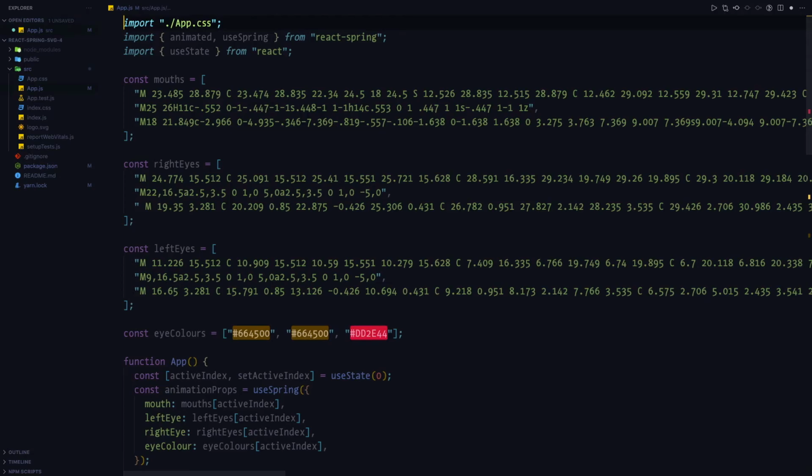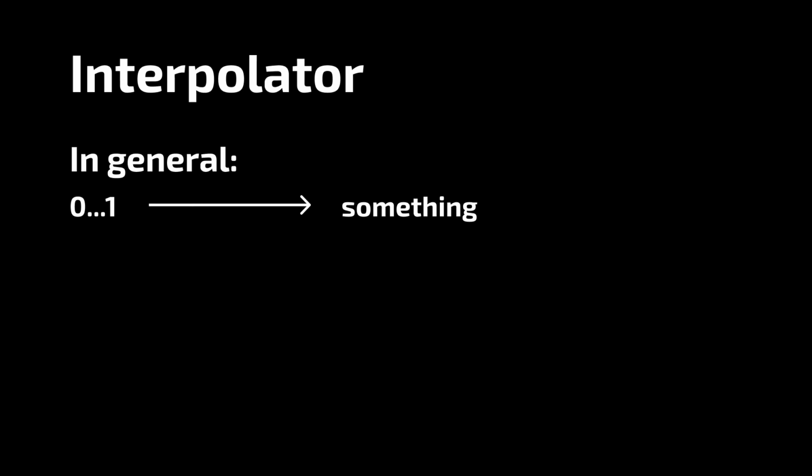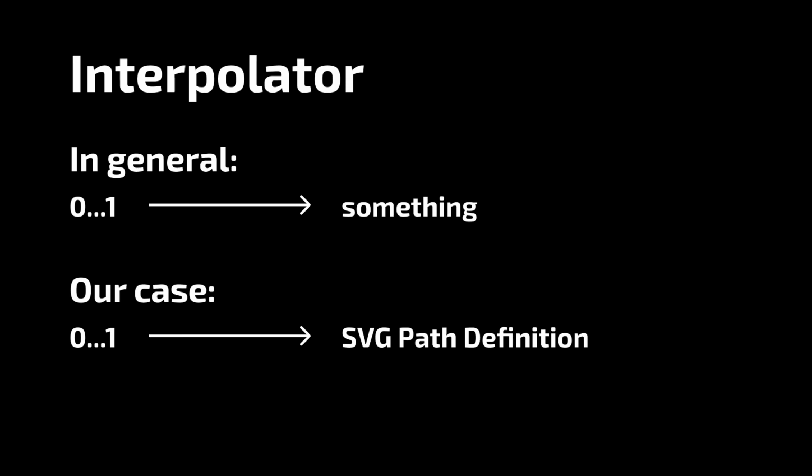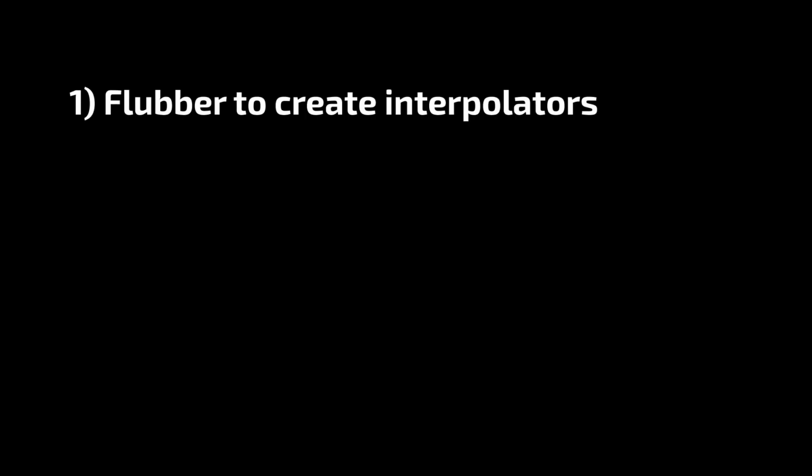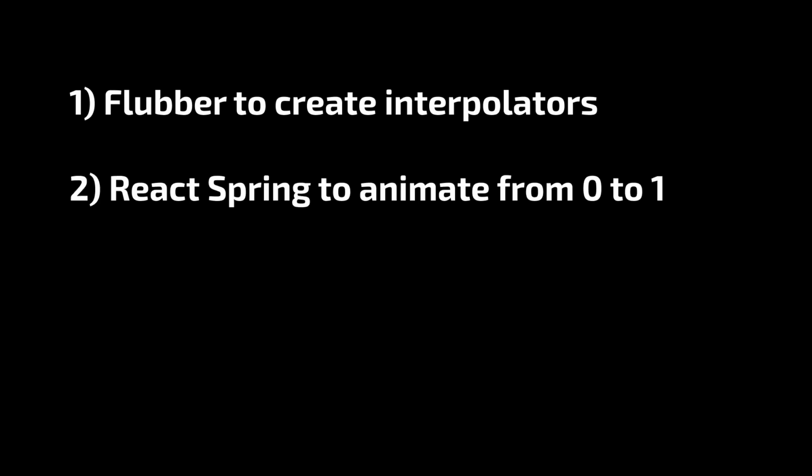So how are we going to approach this animation? Well, we are going to keep track of the so-called interpolators in the use state. Interpolator is a function which takes a number from 0 to 1 as its input and returns something as output. In our case, that something is going to be the SVG path definition of our elements. We are going to use the interpolate function from Flubber in order to create those interpolators, and we're going to use React Spring to animate from 0 to 1 to ensure smooth animation.